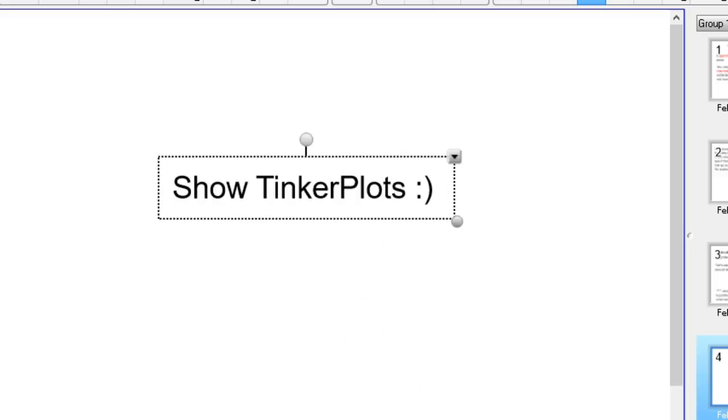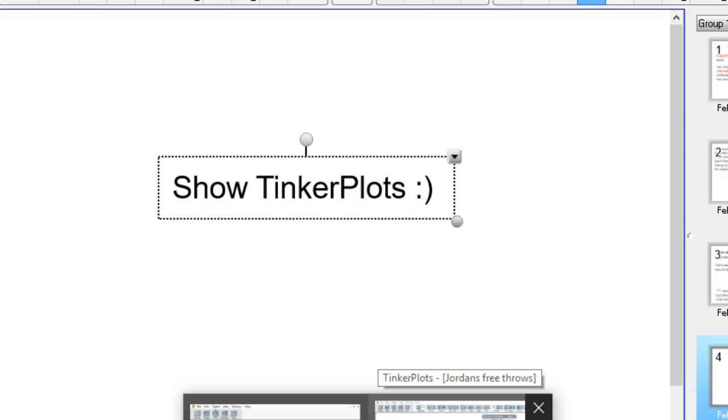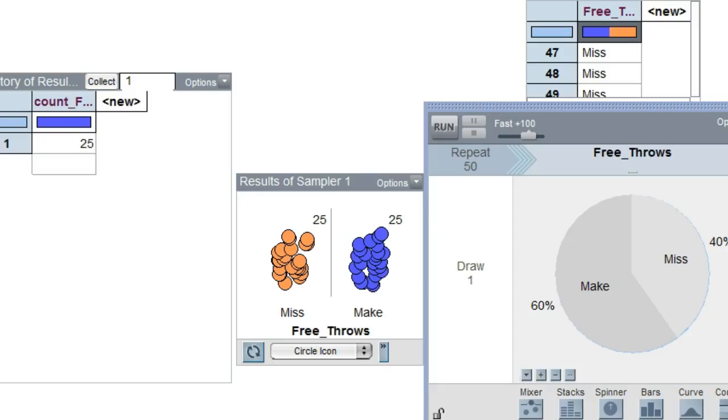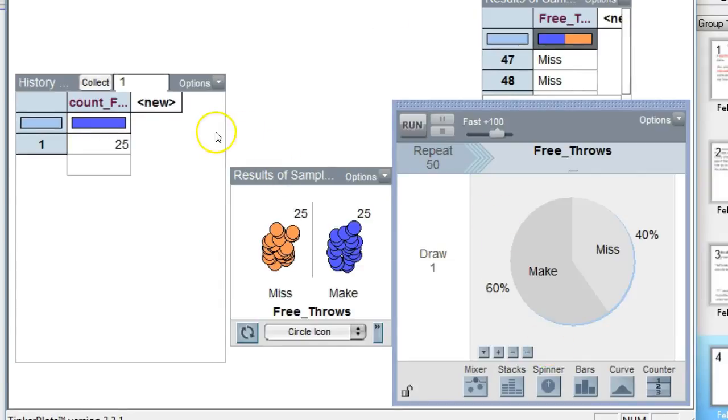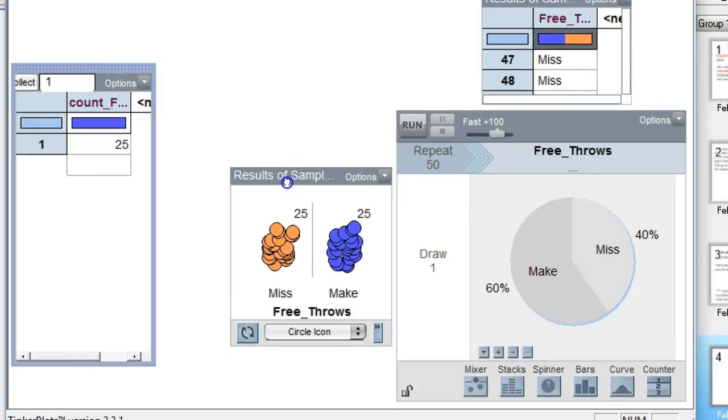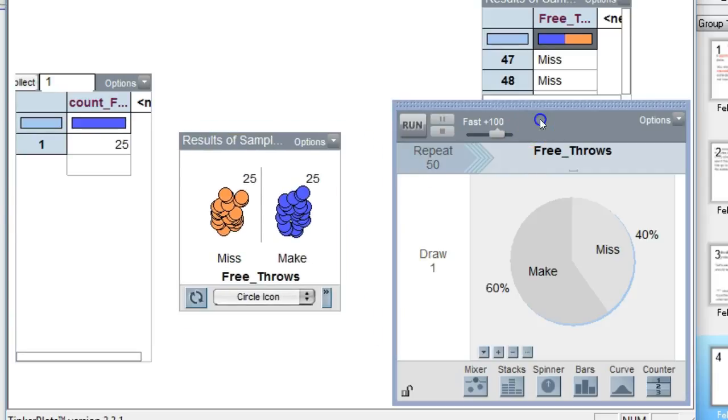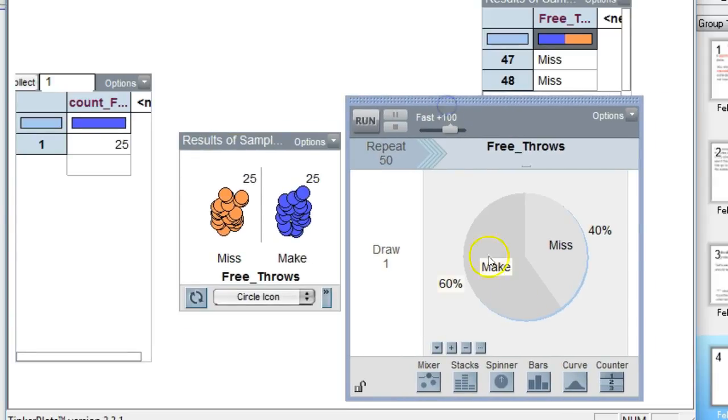So the first thing we're going to talk about is I'm going to show this simulation using a program called Tinkerplots. And I've got it mostly set up for us here, so we can just quickly look at some of the things. Most importantly here is this is my simulator. This is set up as a spinner, where 60% of the time that you spin this, it'll land on make, and 40% it'll land on miss.